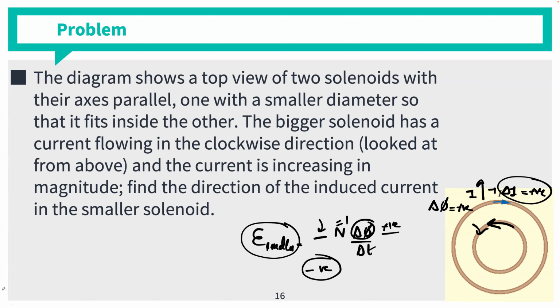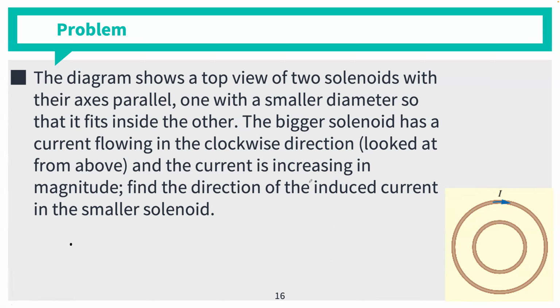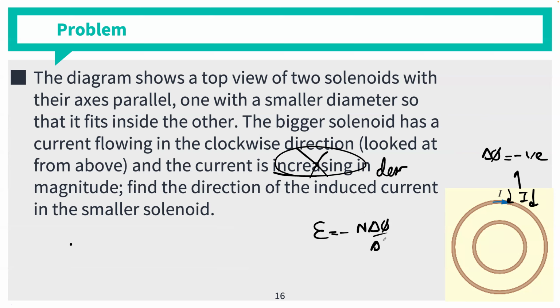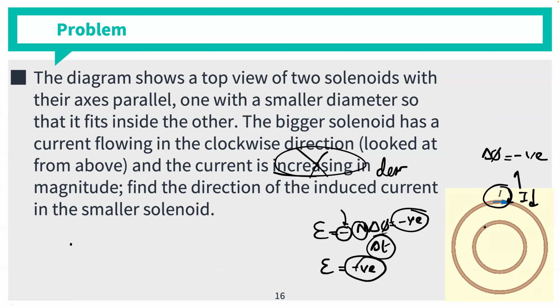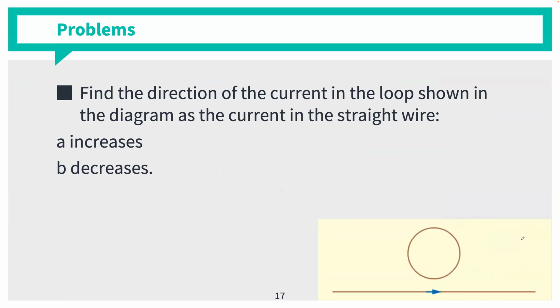What if the question says in the exam that the current is not increasing but decreasing? When the current here is decreasing, it means change in flux is negative. So from the formula, EMF is equal to negative N delta phi by delta t, since N is constant and delta t is constant, and delta phi is negative. So negative multiplied by negative in the formula makes EMF positive. That means whatever the direction of current you have in the primary coil, the same direction of current will be in the secondary coil. That makes sense.